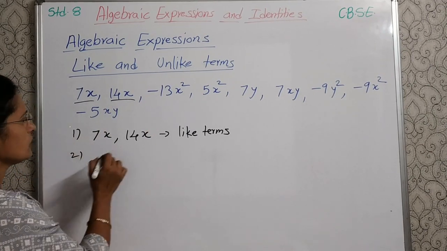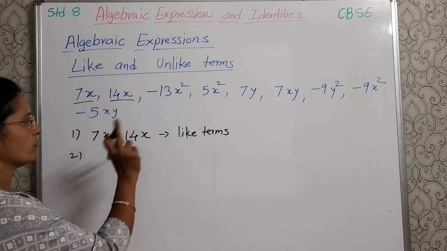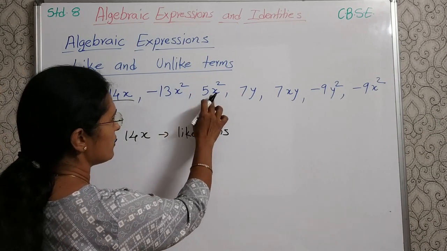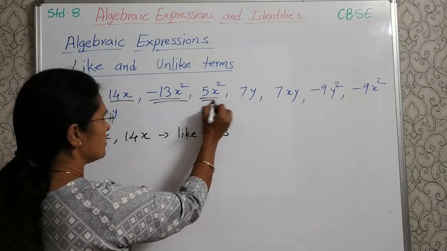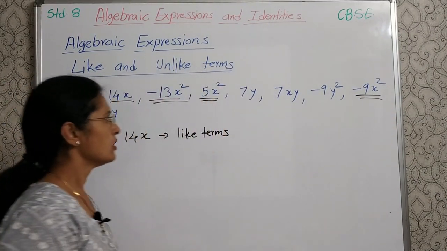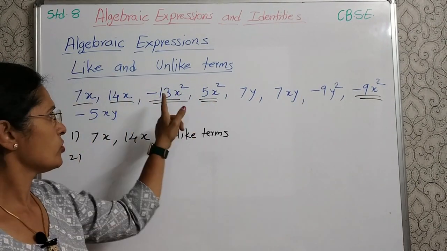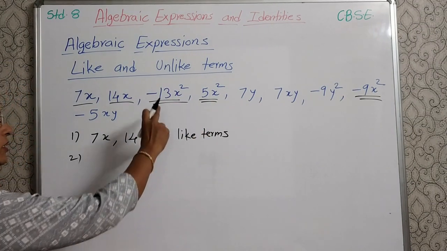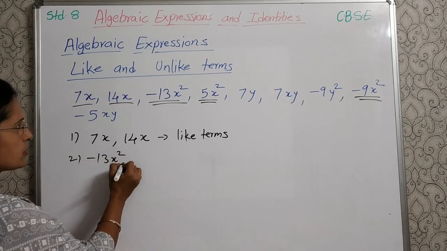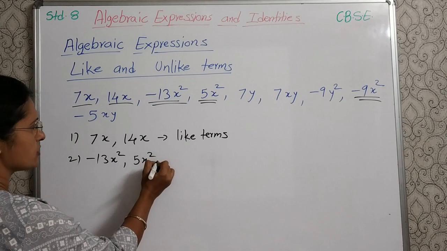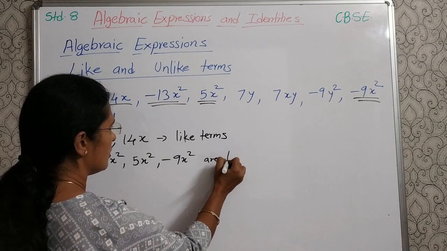Next, here x and x, both variables were the same with the same exponent 1, 1. Now minus 13x square, 5x square and minus 9x square. These are like terms because they have the variable x with the same exponent 2, 2. So x square, x square, x square is there in each of these three terms. So those are like terms.